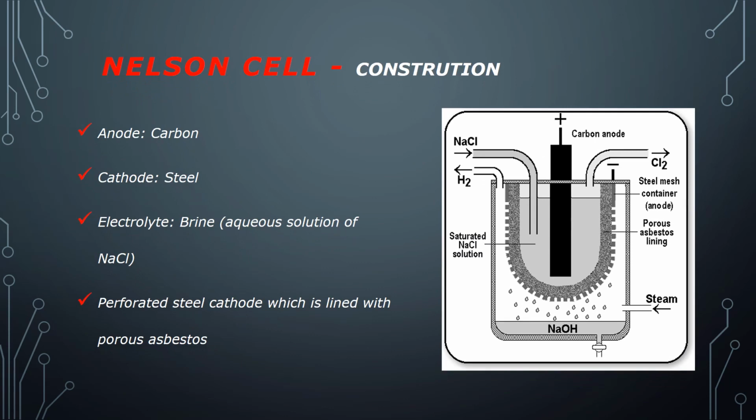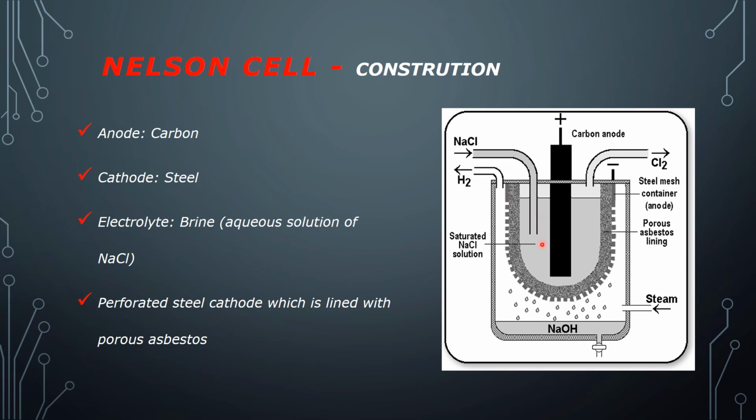Nelson cell, like other electrolytic cells, consists of an anode, a cathode and electrolyte. The anode here is made up of carbon. This is carbon anode. The cathode is steel, which is perforated. Perforated means that it has pores in it, or we can say that it has small holes in it.